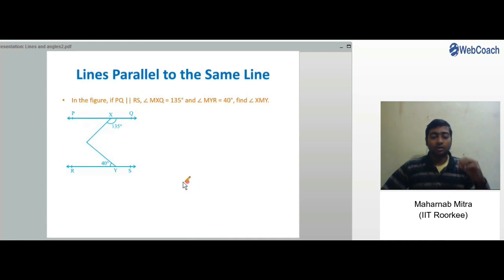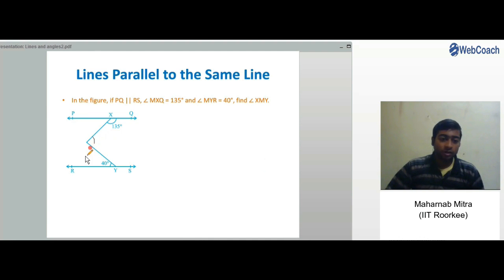right. So let's apply this rule to a question and find out how we can apply this rule to the questions to be solved. Now in this given figure, the question says if PQ is parallel to RS, and the given angles are angle MXQ is 135 degrees and angle MYR is 40 degrees, then we have to find the measure of the angle XMY.